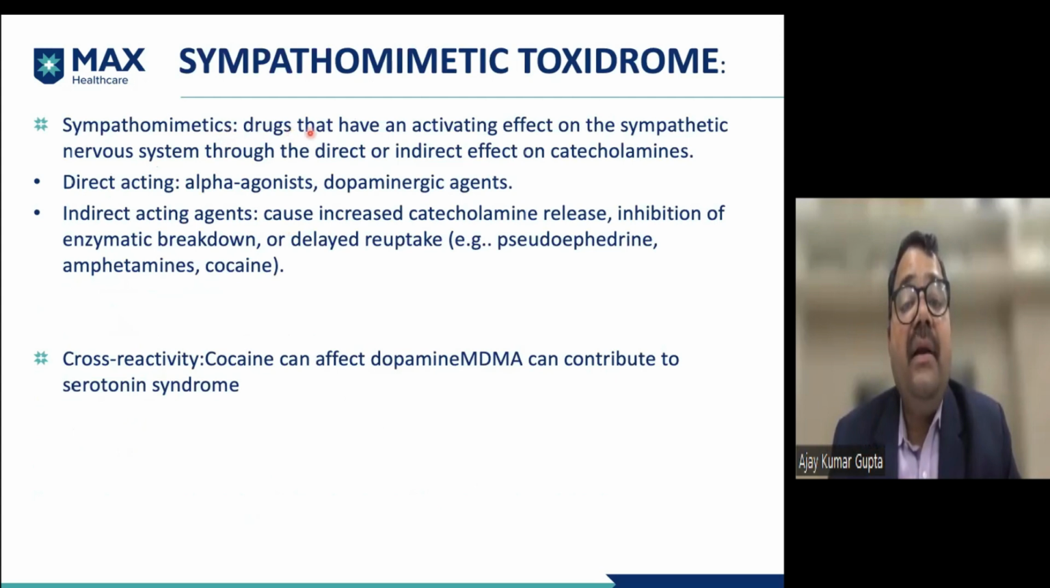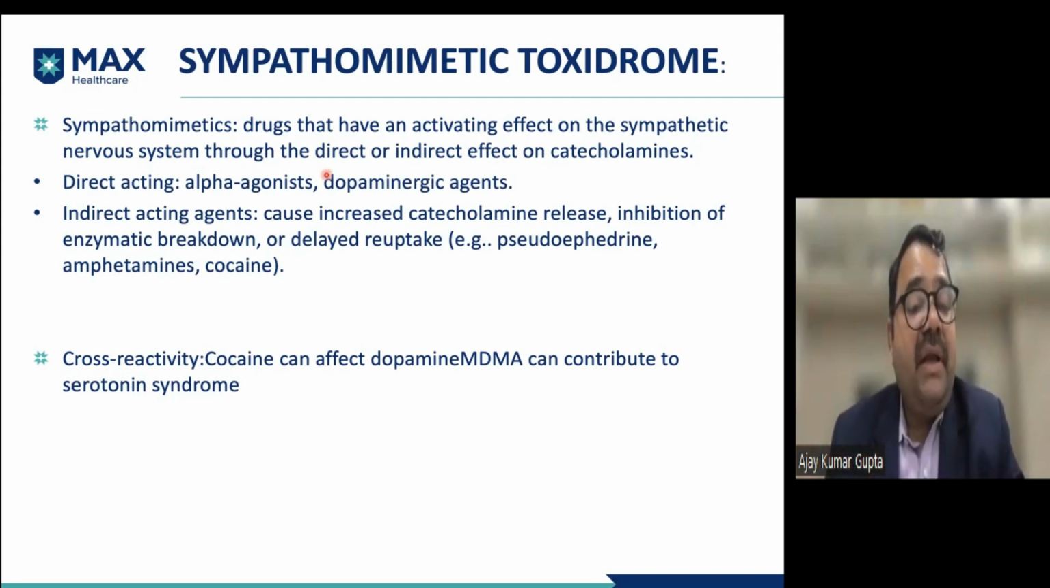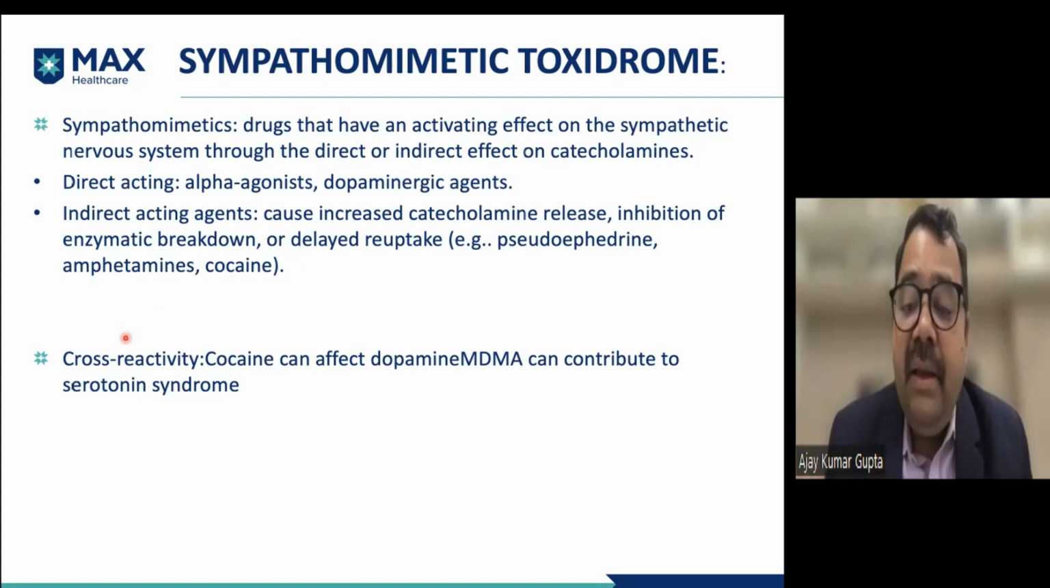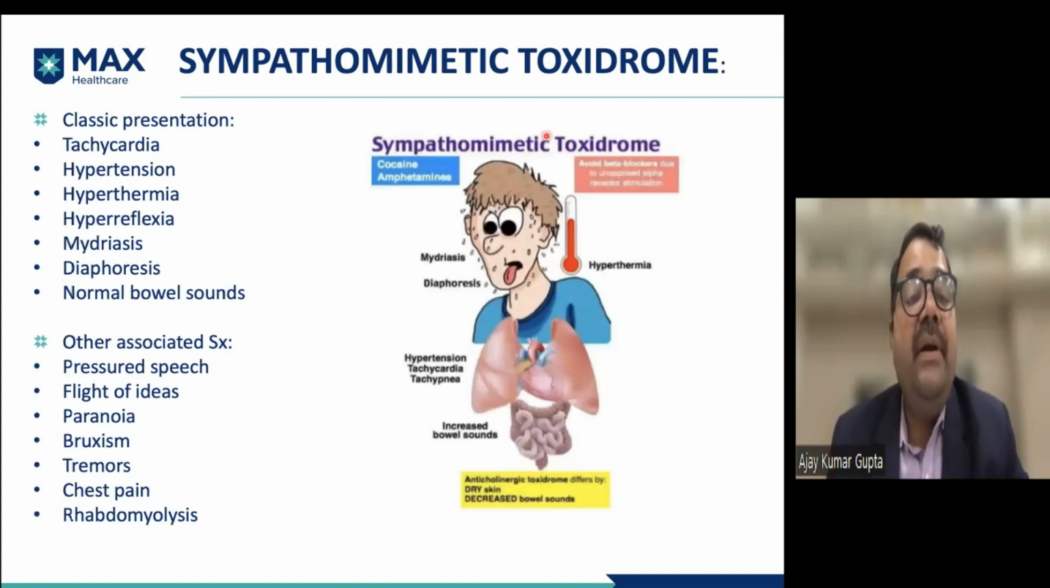Then the sympathomimetic drugs. What are the sympathomimetic drugs? If we talk about the sympathomimetic toxidrome, they have an activating effect on the sympathetic nervous system through the direct or the indirect effect on the catecholamines. And they directly act as alpha agonists and the dopaminergic agents. And there are indirect acting agents also which cause increased catecholamine release, inhibition of the enzymatic breakdown or the delayed uptake, like the pseudoephedrine, amphetamines, and cocaine. And if we talk about the cross reactivity, the cocaine can affect the dopamine, MDMA can contribute to the serotonin syndrome.